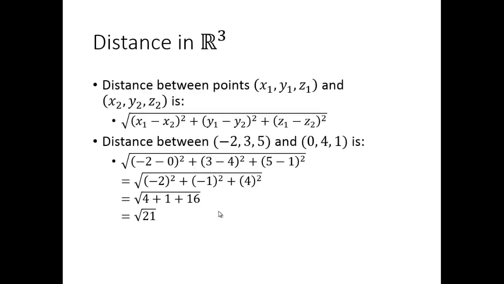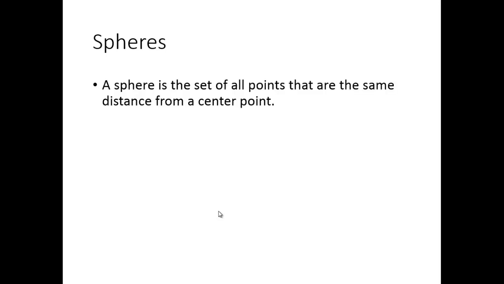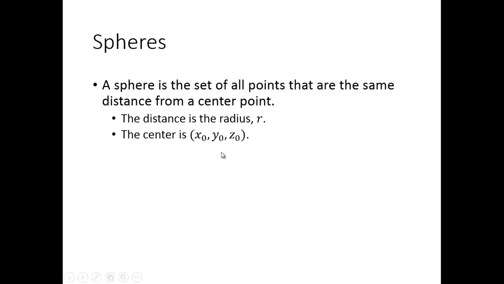All right, so that's distance, and now we can use distance to define a sphere. A sphere, we want to think of it as the outer shell of a ball. But we can define this as the set of all points that are the same distance from a center point. This is really in three-dimensional space. So the distance, that's what we're going to call the radius, r. Center, we're just going to denote as x naught, y naught, z naught. So we have a point, and we're just finding all of the points that are distance r from that point. And that will define what we think of as a sphere.